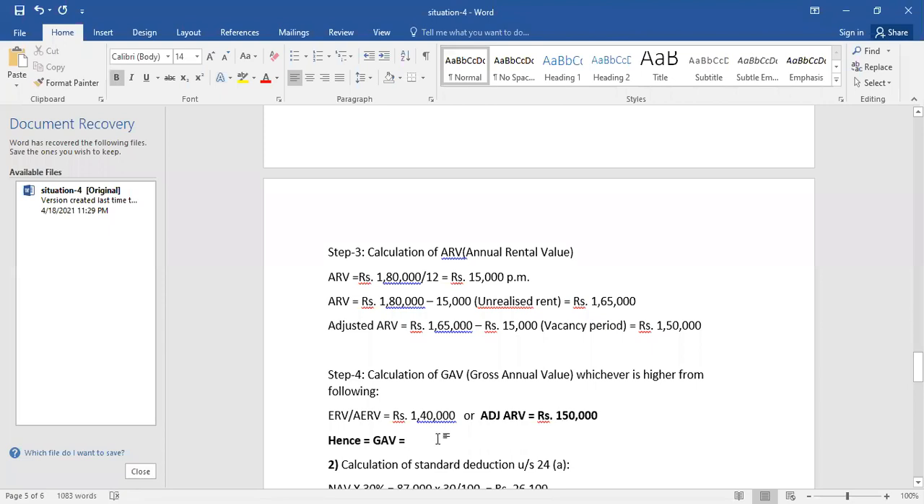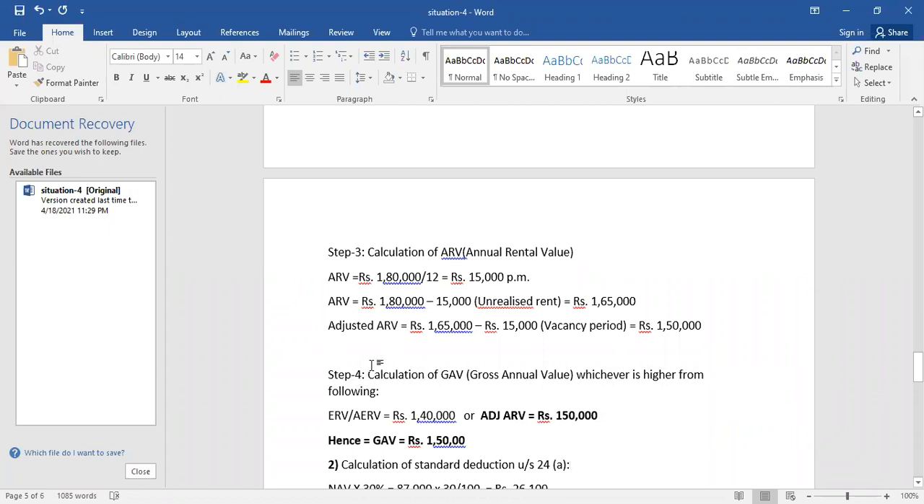Am I right? Guys, are you with me? Any doubts? No, sir. 1,50,000, whichever is higher. Here, that is what I was trying to tell you. Suppose in the same given problem, after deducting the vacancy, instead of 1,50,000 it would have been 1,30,000, then directly this GAV is going to become 1,30,000. This fourth step you need not put.